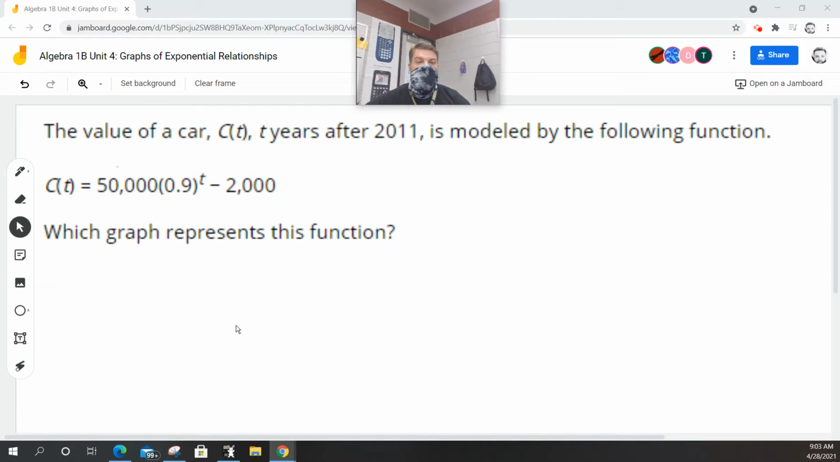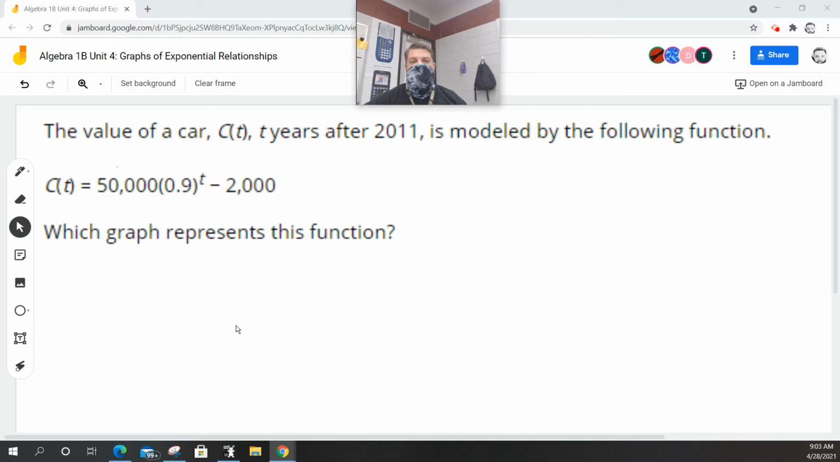Okay, so for this one, it says the value of a car, C of t, t years after 2011 is modeled by the following function. C of t is equal to 50,000 times 0.9 raised to the t minus 2,000. So the car depreciates approximately 10% every year, but automatically right after you drive off the lot, the value goes down to 48,000. Right?